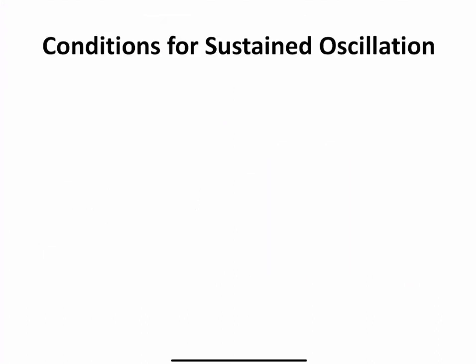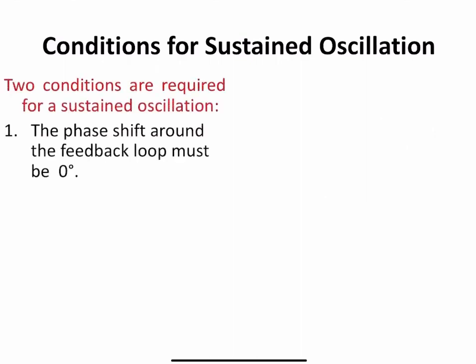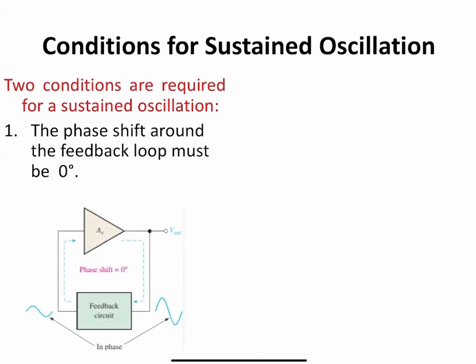Next is the condition for sustained oscillation. There are two conditions required to get sustained oscillation. First, the phase shift around the feedback loop must be 0 degrees. You can see in this figure, the total phase shift around the loop must be 0 degrees. For example, if the amplifier produces a 180 degree phase shift, the feedback circuit must provide a 180 degree phase shift to get a total of either 0 degrees or 360 degrees around the feedback loop.